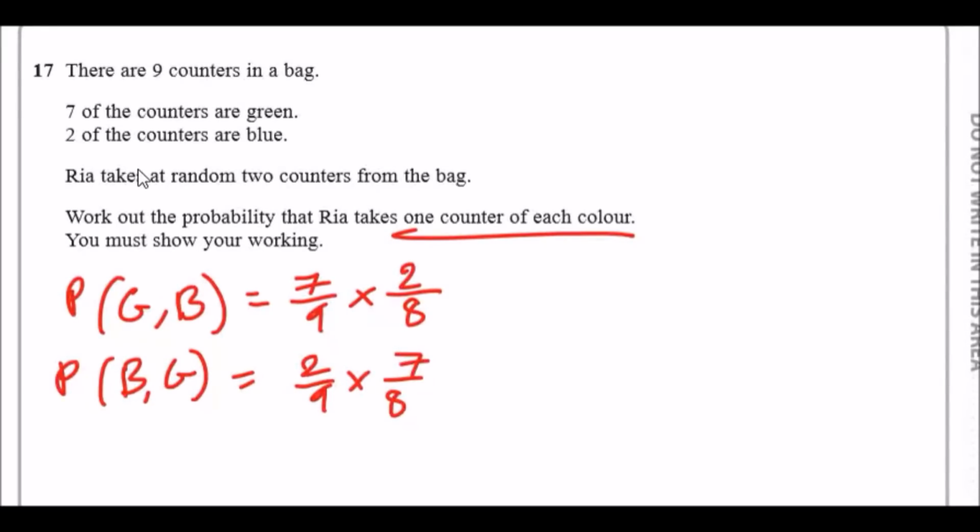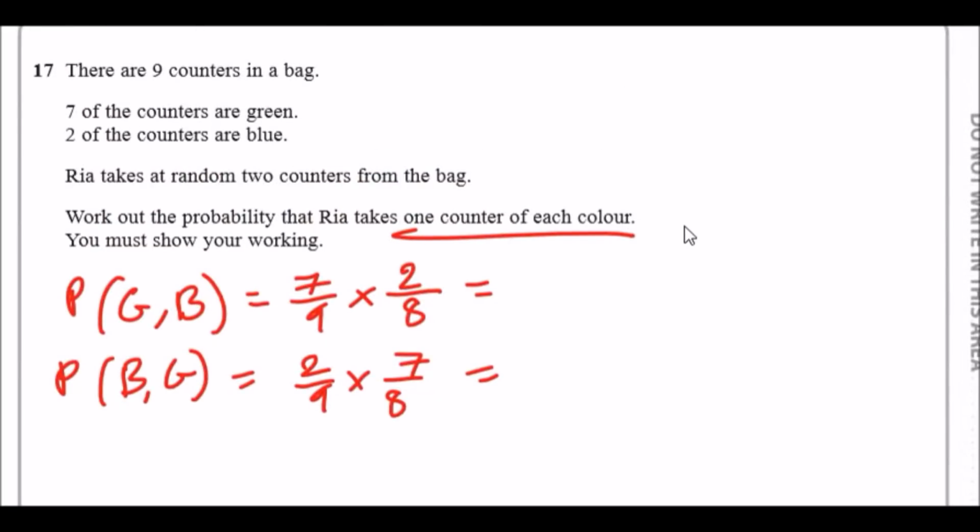And you're done. Now you just evaluate and total up the probability. So 7 times 2, which is, oh, actually you can simplify the fraction. Always simplify first, guys, yeah? So cancelling down 2 over 8, you get 1 over 4. So 1 over 4. And again, cross simplifying here, you get 1 over 4. And you just add them up now.